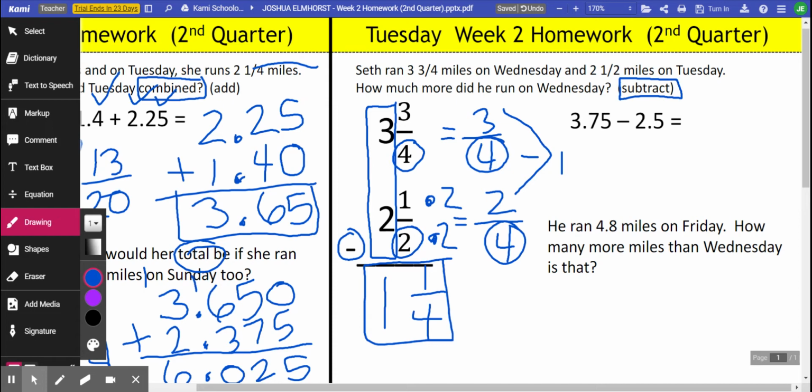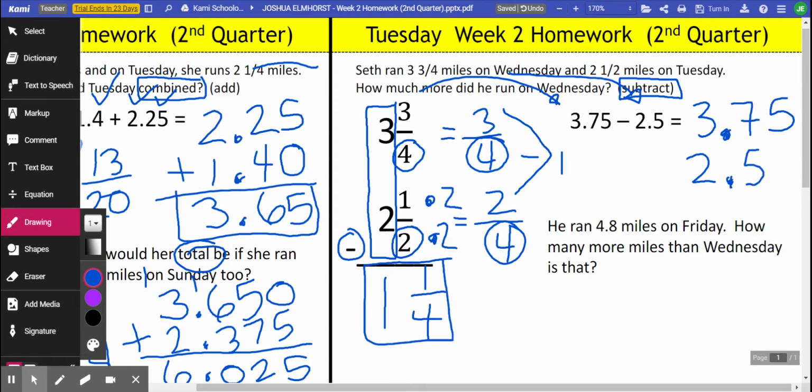So let's check the decimal equivalency here. So 3 3/4 is equal to 3.75, and then 2 1/2 is equal to 2.5. So we got 3.75 miles minus 2.5 miles. So we're going to set this up. Make sure you line up your whole numbers, stack them, and then line up your decimals. Make sure those are the same, in the same position.